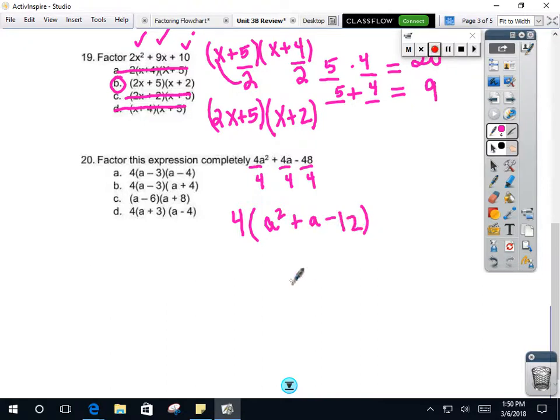Okay, now that you've done that, you've created yourself a trinomial that can be factored by the bubble method, and you look for two numbers that do what? Okay, and what is your C value? And what is your B value? 1. So what numbers do that?